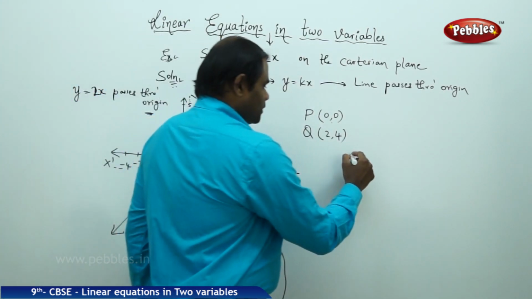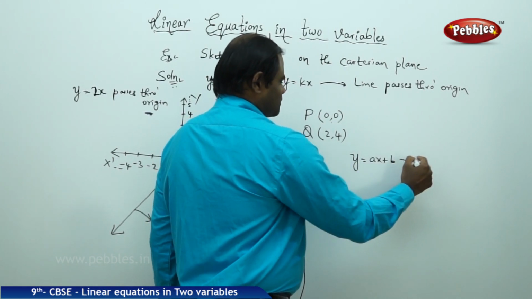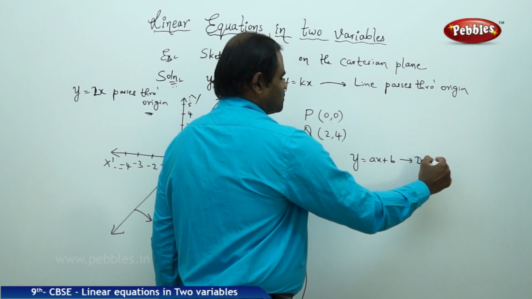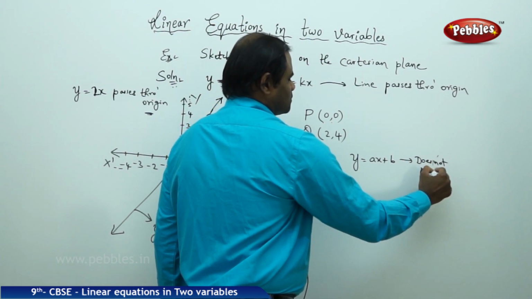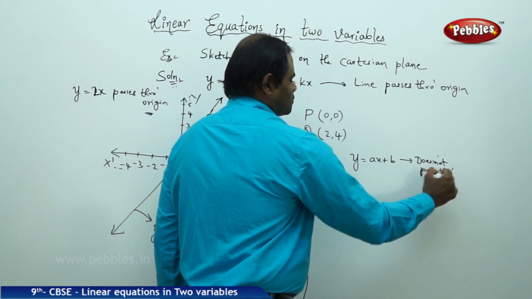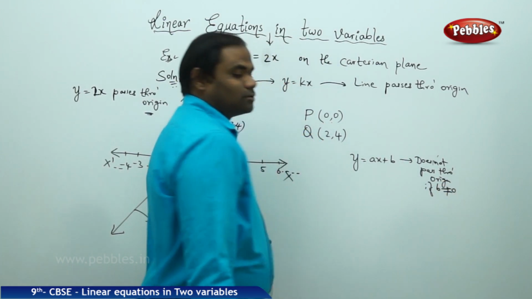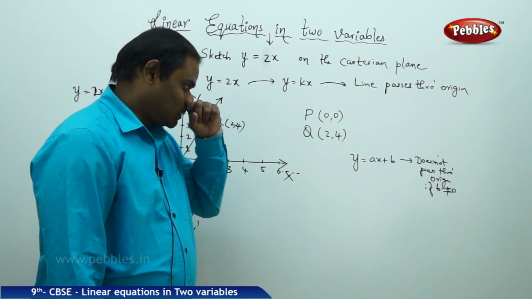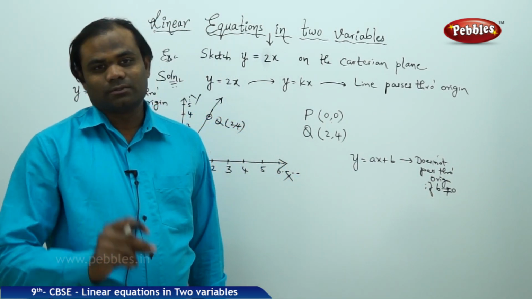A line y equals ax plus b does not pass through the origin if b is not equal to 0. The condition is this: the line does not pass through the origin if b is not equal to 0.